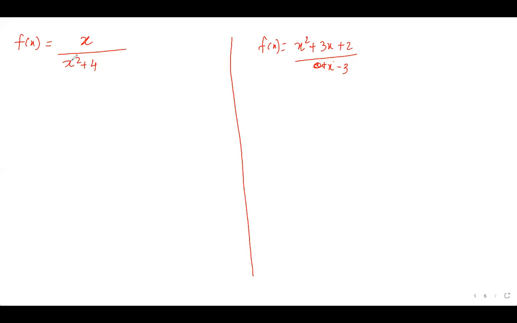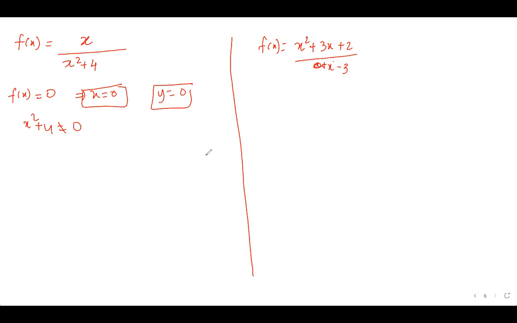So let us first take this example. So f of x, in this case, you can see clearly that there is no vertical asymptote. So f of x equals 0 when x is 0. So the origin is a root. Also, the y-intercept is 0. It means the graph passes through the origin. So x is 0, y is 0. Vertical asymptote: x squared plus 4 does not exist, x squared plus 4 can't be 0.